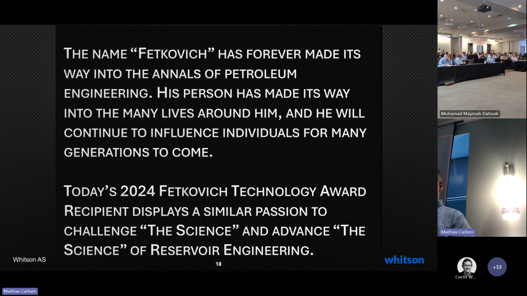But Chris, if you'd come up, and the plaque reads: 2024 Christopher Clarkson, rate time analysis methods in tight unconventional resources, improving the accuracy and certainty of petroleum resource determination and production forecasting. Whitson. So this is very deserved, very impressed with your work.